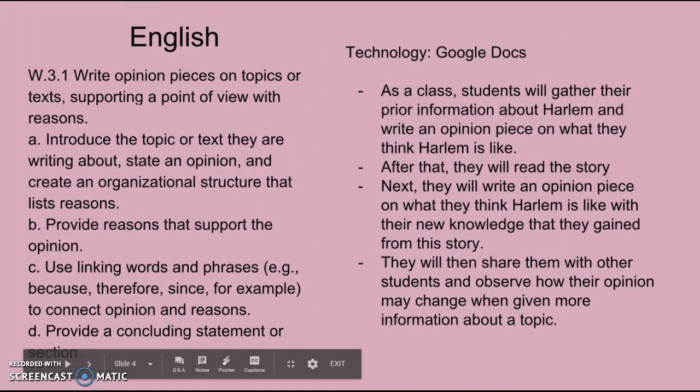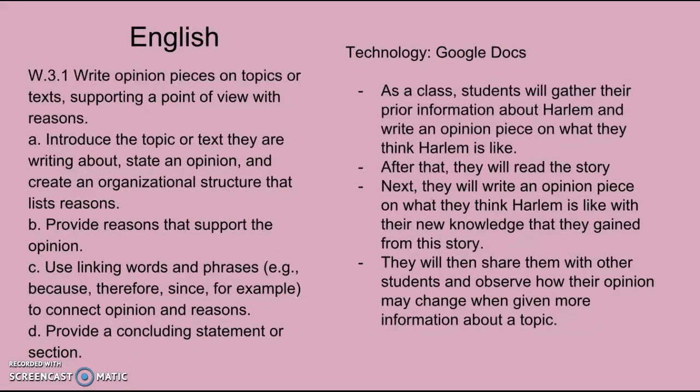My second lesson is an English lesson with the standard: write opinion pieces on topics or texts supporting a point of view with reasons. For this one, I really wanted to show students how their opinion can change. So Harlem, 3rd graders probably won't know a lot about Harlem, so we'll pull on their prior knowledge, or if they need more information, I will give them a brief summary of what Harlem is, and they will write a short paragraph in a Google Doc about what their opinion of Harlem is from the knowledge that they have now.